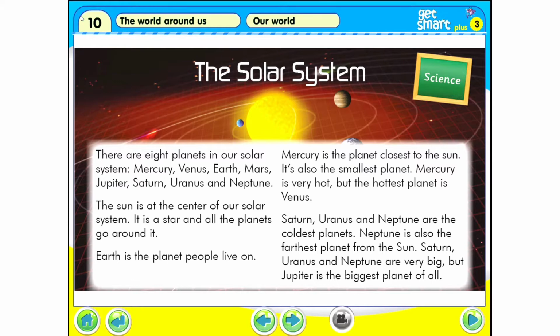Mercury is the planet closest to the Sun. It's also the smallest planet. Mercury is very hot, but the hottest planet is Venus. Saturn, Uranus, and Neptune are the coldest planets. Neptune is also the furthest planet from the Sun. Saturn, Uranus, and Neptune are very big, but Jupiter is the biggest planet of all.